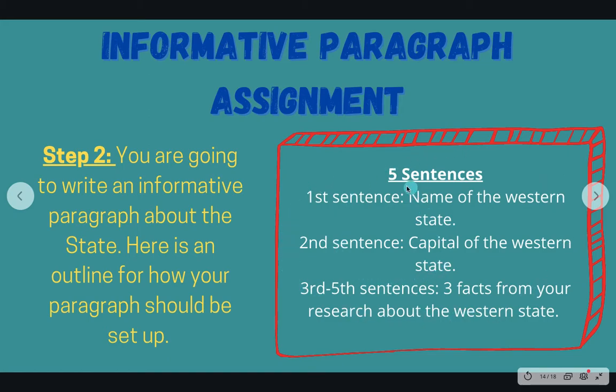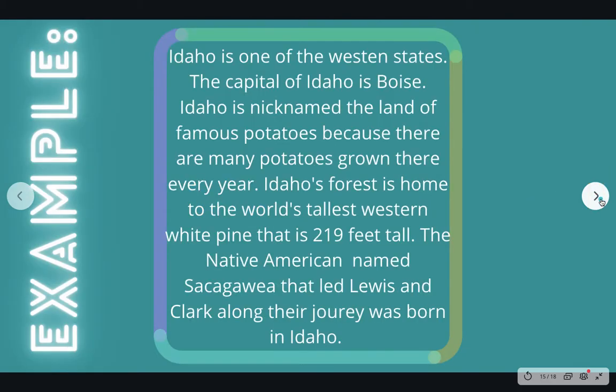You're going to have 5 complete and strong sentences. You're 5th graders. I know you can create good sentences, so let me see what you can do, okay? Your first sentence is going to include the name of the western state. Your second sentence is going to include the capital of the western state. And the 3rd through 5th sentences are going to include 3 facts from your research about the western state. So these are going to be 3 facts that you learned from the video or from the National Geographic Kids page. So here's an example.